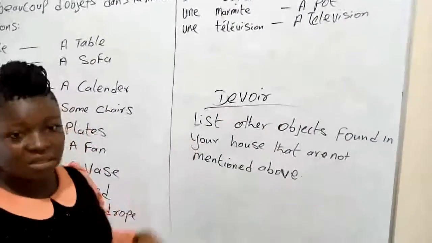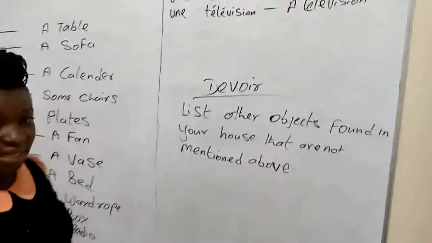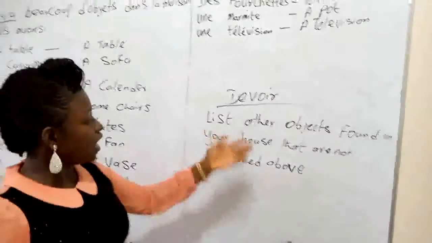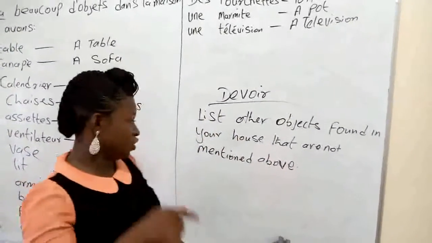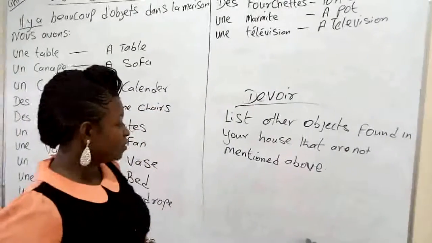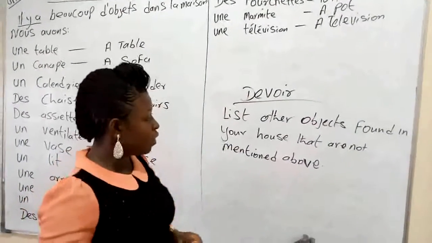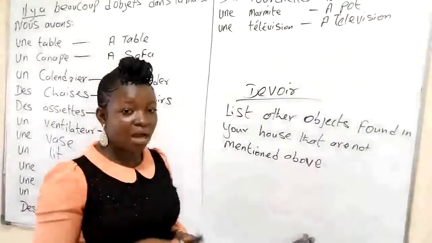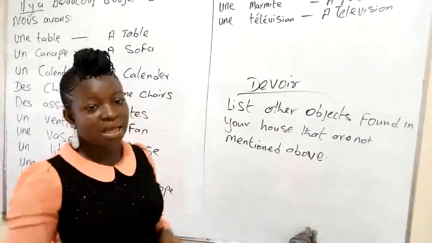Okay, this takes us to the devoir for today's lesson. Here you have to list other objects found in your house that are not mentioned above. Other objects found in your house that are not mentioned above.